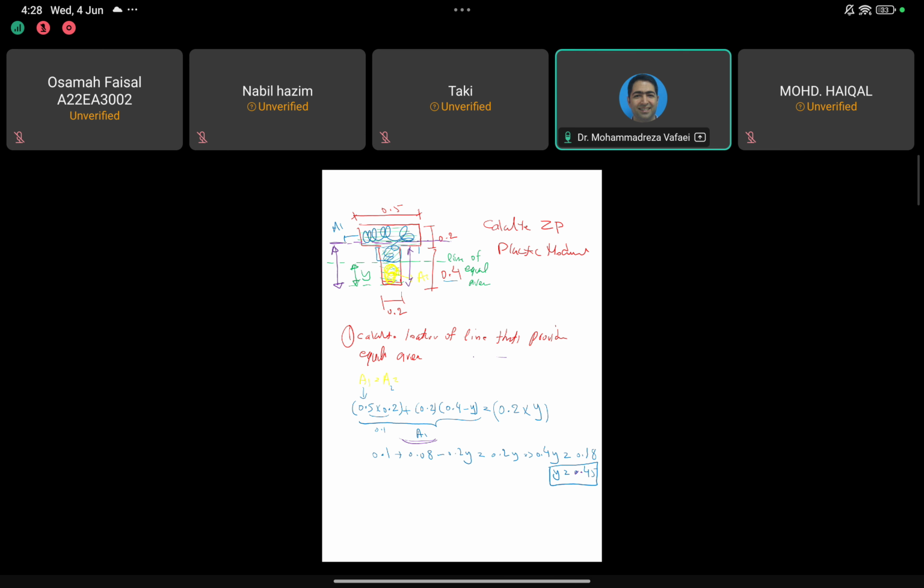So right now, this is our section. The line has passed through here. If we divide it into two parts, here is 0.45, and since the total height is 0.6, this one will be 0.15.